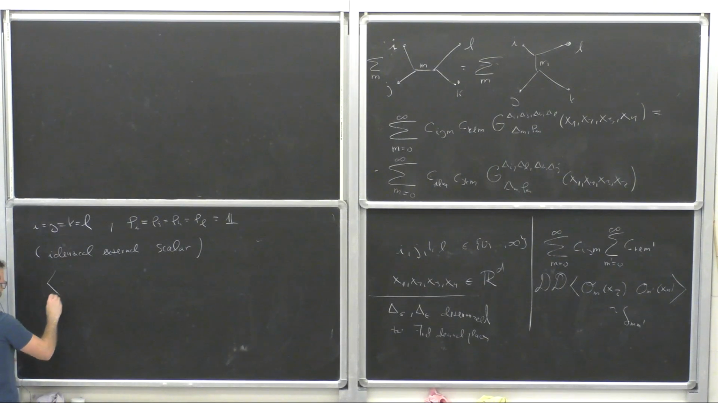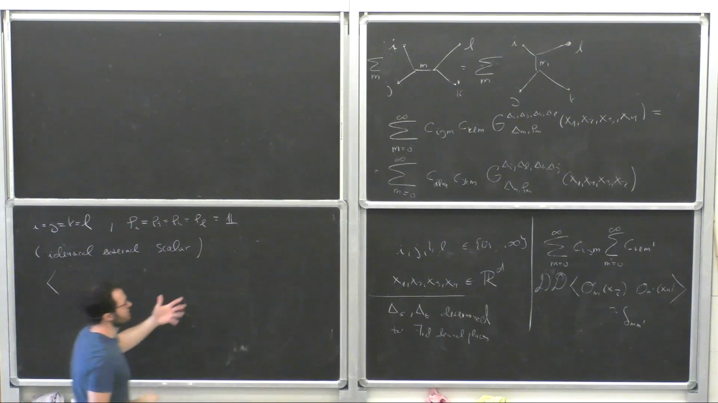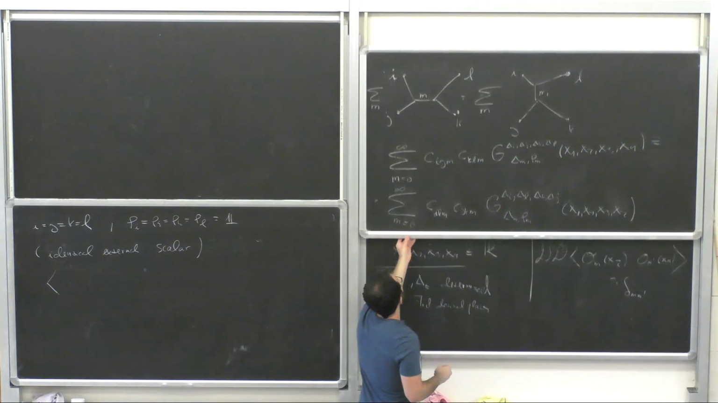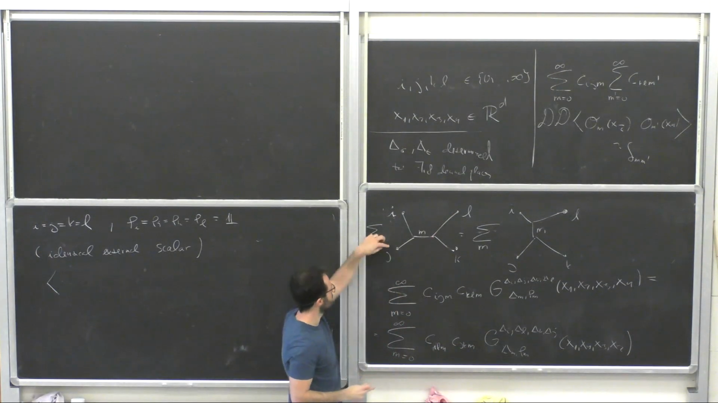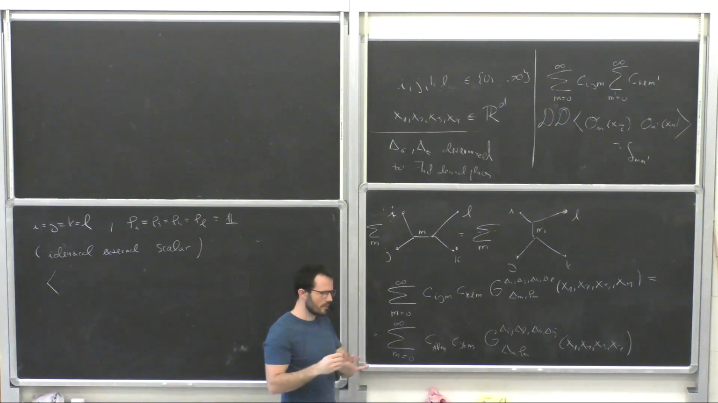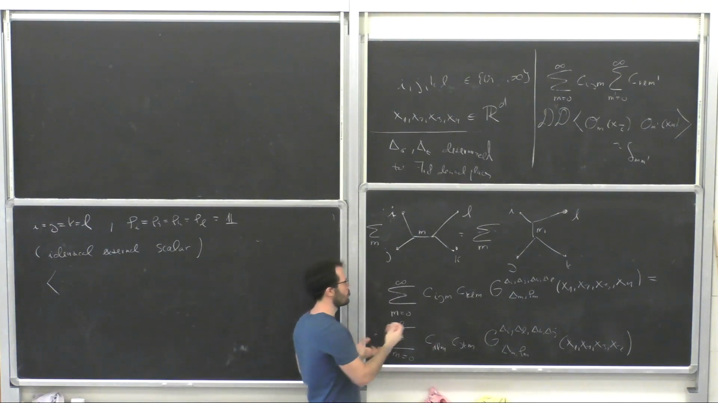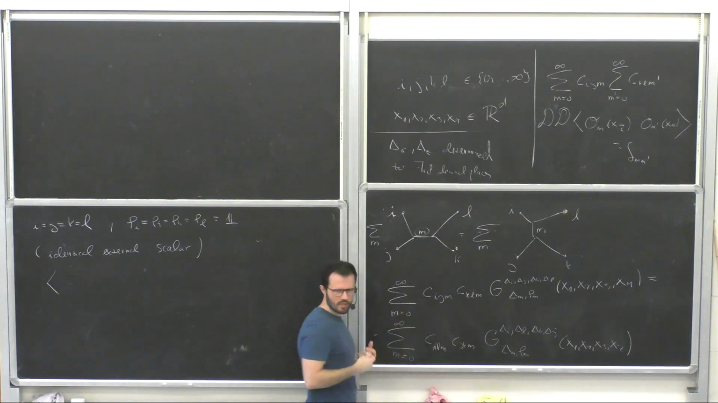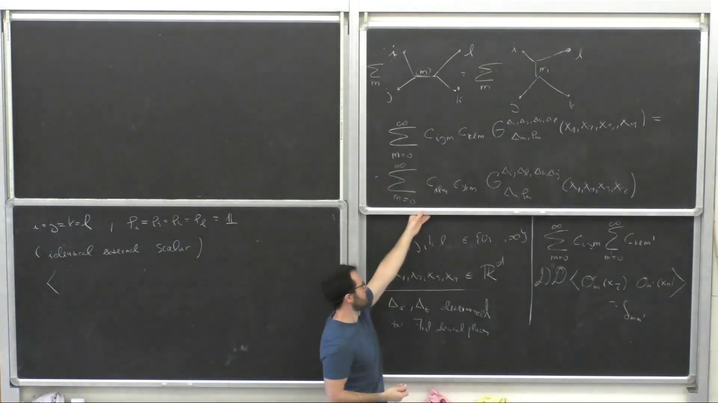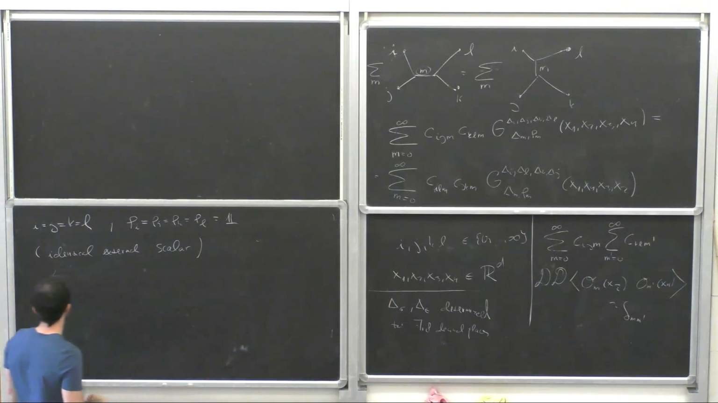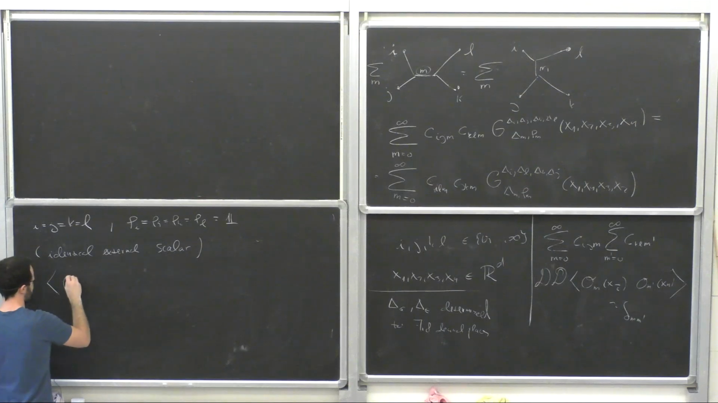So, yes. External means the four leaves of this tree graph. So the external ones, the ones that we are inserting into the 4-point function, as opposed to the internal one, which is the one that we are summing over. And let me just drop the index i, because they're all external. I mean, they're all identical anyway.